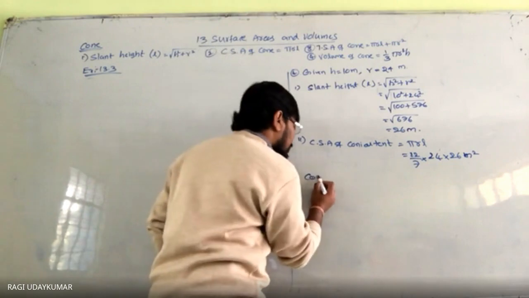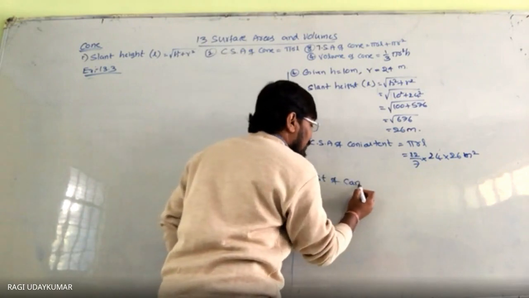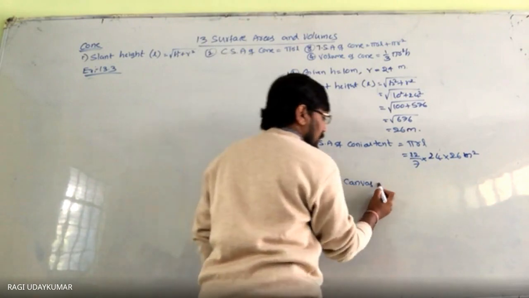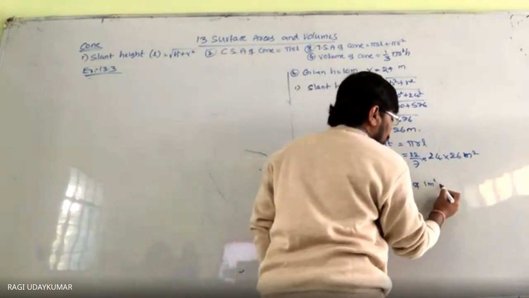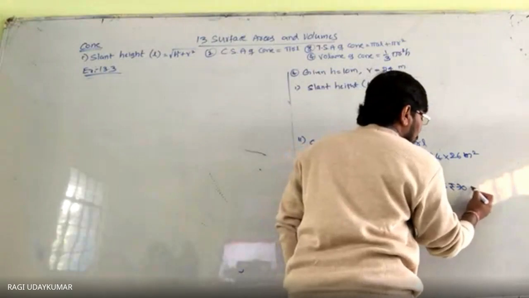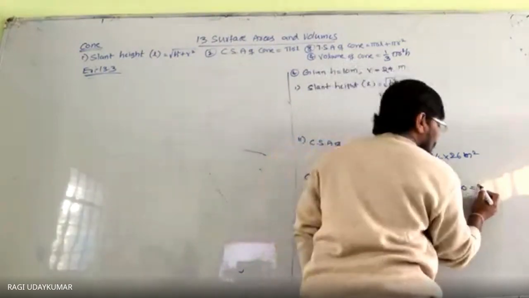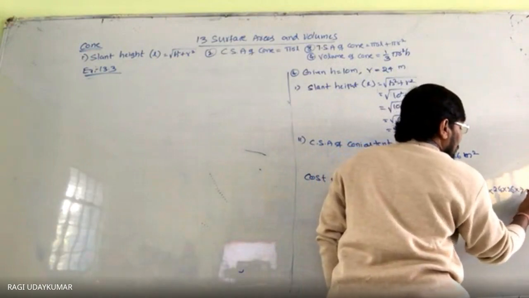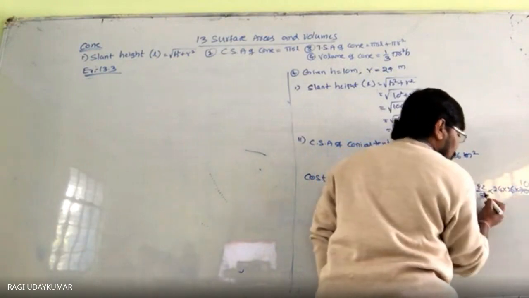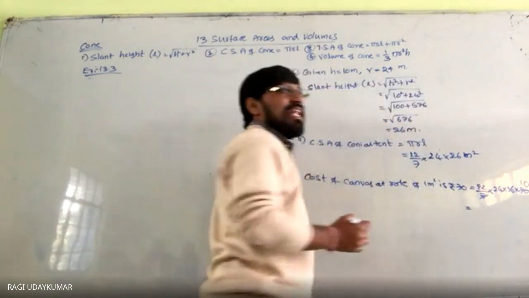Now here the question is asking cost of the canvas at the rate of 1 meter square is rupees 70, so 70 से multiply करना है. 22/7 into 24 into 26 into 70. So 7 1 to 7. ये सारा multiply करके final answer वो इसमें लिख रहे हैं.